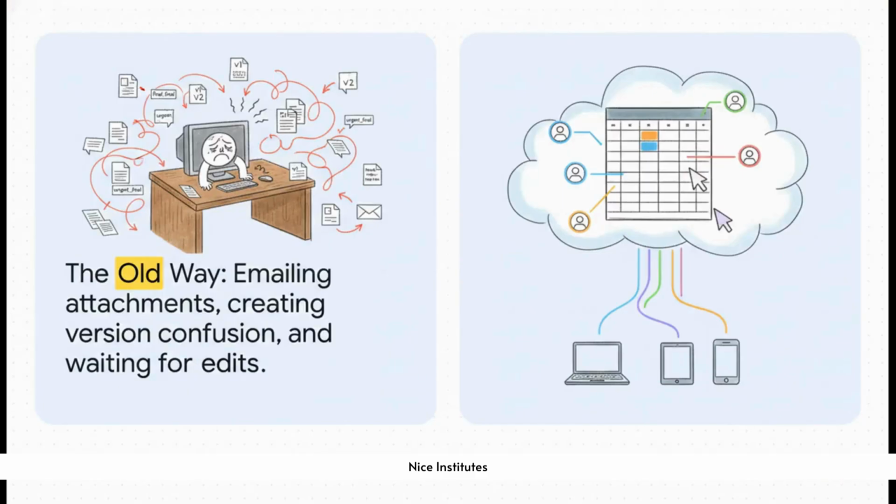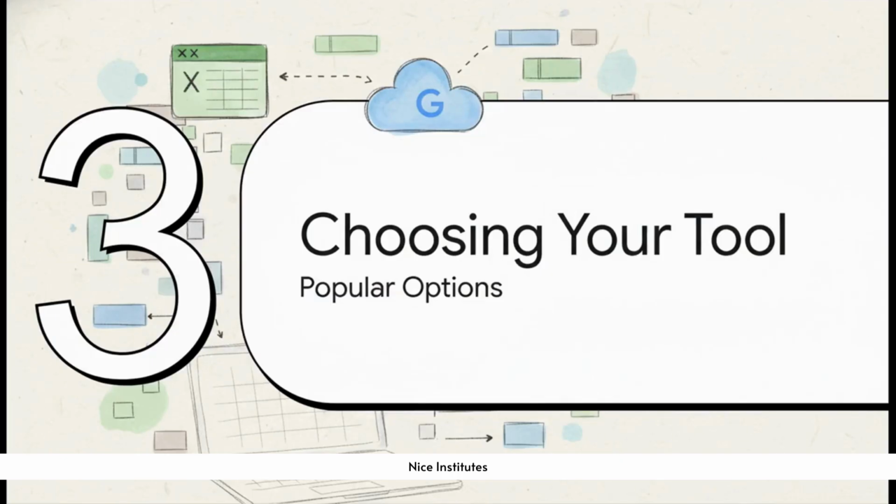And finally, there's the power of teamwork. I mean, we all know the old way, right? Emailing files back and forth, total confusion about which version is the final version 2. The new way? It's so much better. Modern spreadsheets let a whole team work on the exact same document at the exact same time from anywhere in the world.